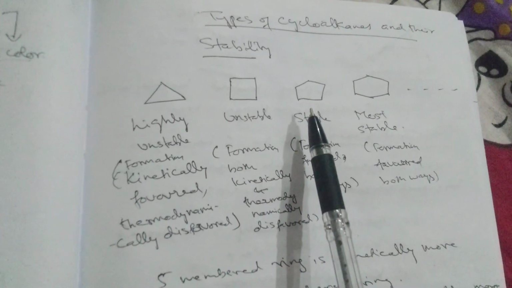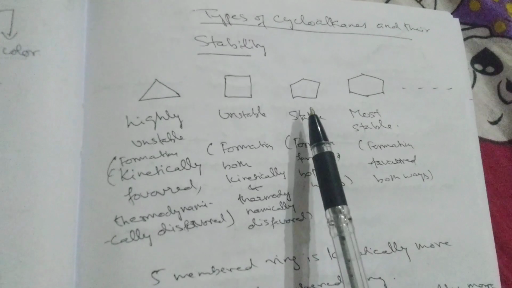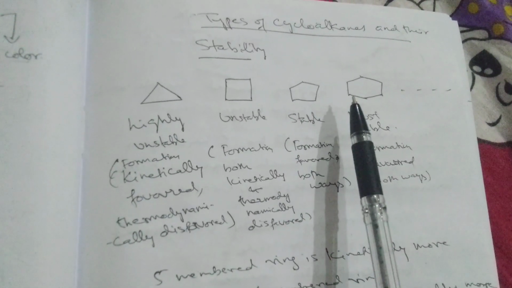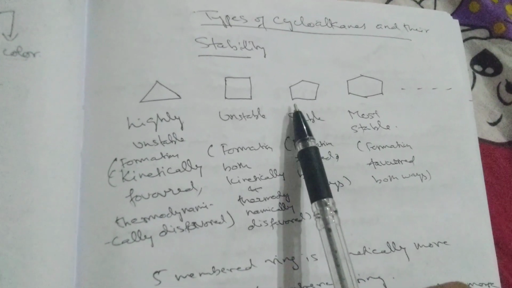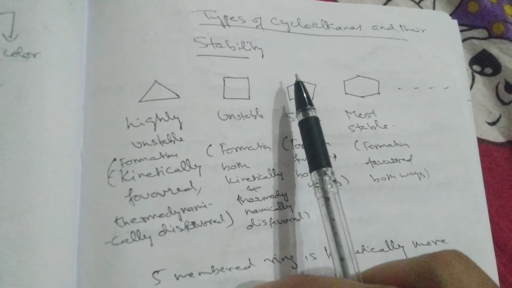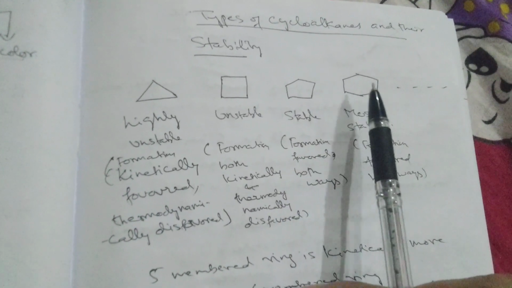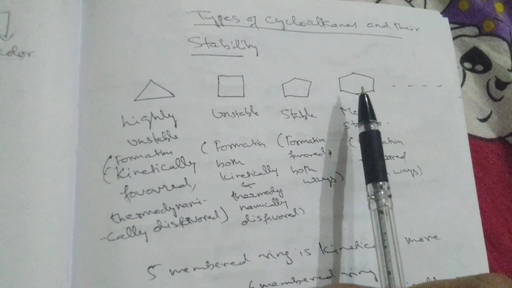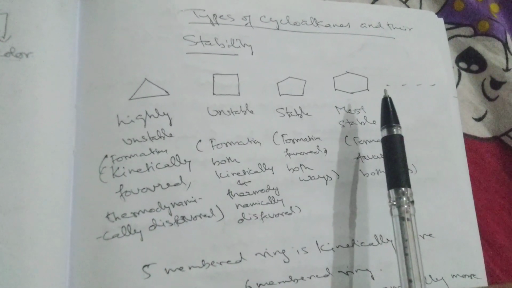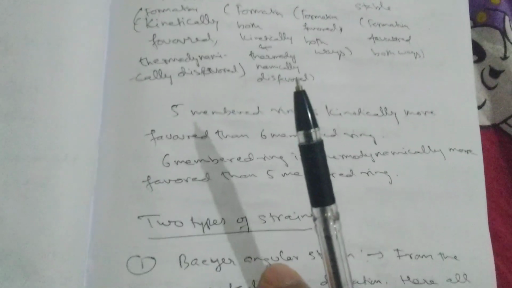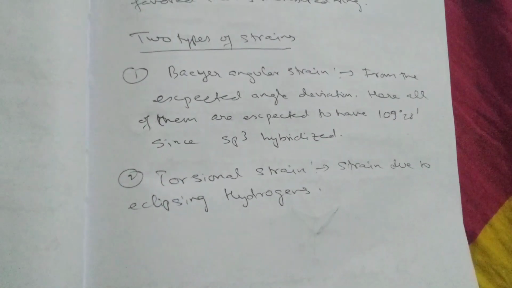thermodynamically favored, and interestingly it is actually more kinetically favored than the 6-membered ring. Because it is shorter, attack is faster, so it is kinetically more favorable, but thermodynamically the 6-membered ring is more favorable. This is a very important point that comes in a lot of competitive examinations. Please remember this. Now we'll talk about how we determine how stable a cycloalkane is.